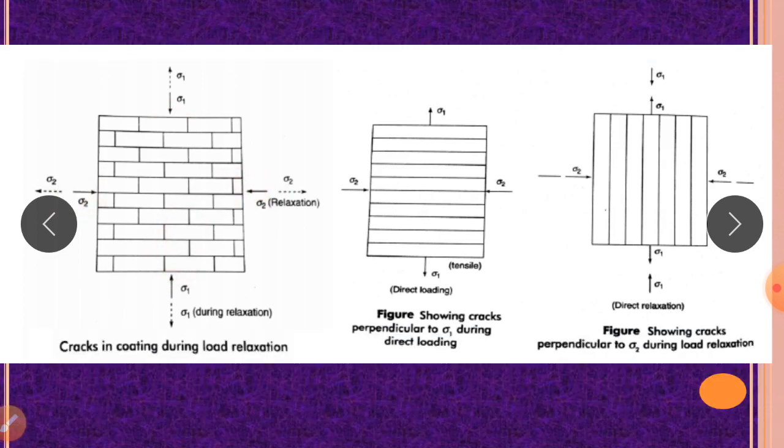Okay, what happens? The specimen is compressed. We cure the coating, then we release it. When we release it, in which direction do we release? If we release the relaxation in one direction, we will get the patterns in one direction. These are the one direction. In the other two directions also we are going to get cracks. If you release in both directions, we will get this type of crack patterns. Okay, so like this we can see the crack patterns in the load relaxation.